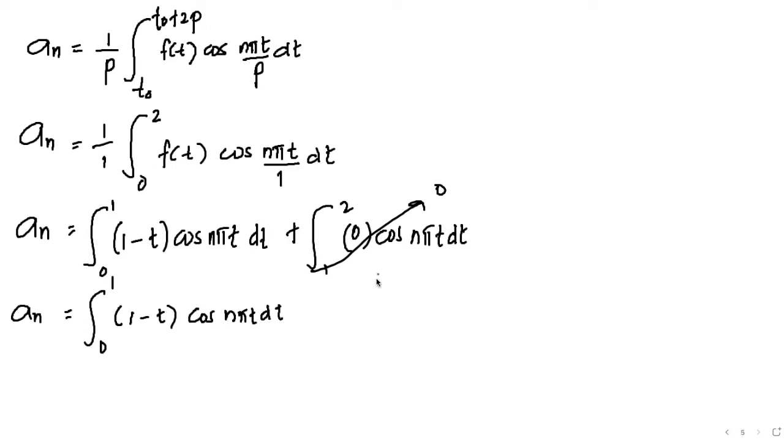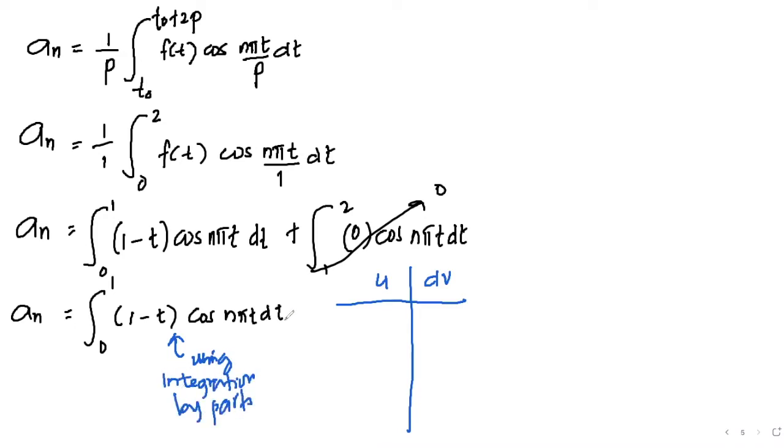Algebraic function multiplied by trigonometric function. So we can use integration by parts. We let u equal to 1 minus t and dv equal to cosine of n pi t dt. In the left column, you are going to differentiate. On the right column, you are going to integrate. So differentiate 1 minus t, it's negative 1.